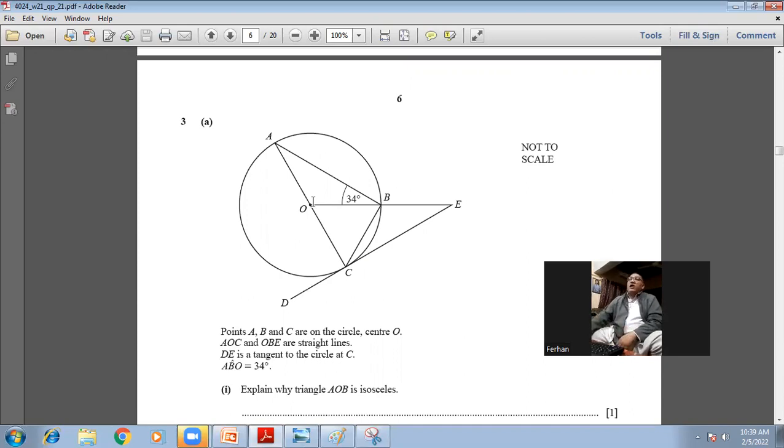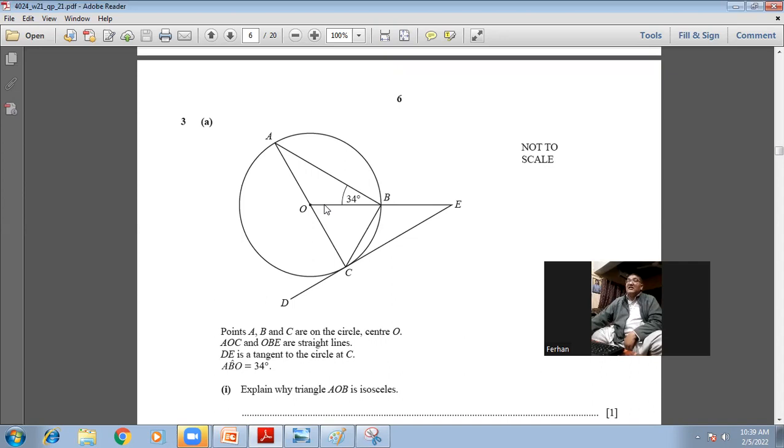You know, this angle is 34. This angle is also 34 because it's isosceles triangle. So these 2 angles are base angles, so they will be equal to each other. This is 34. This one is also 34. I can find this angle here. That will be 180 minus 34 minus 34.